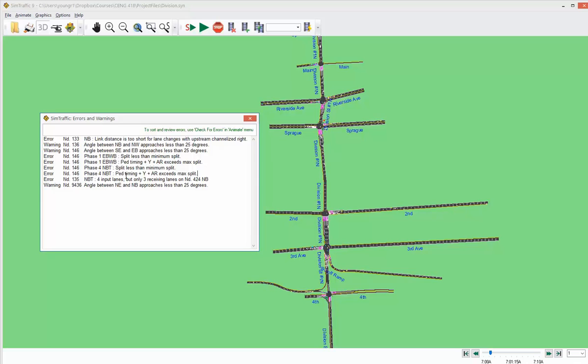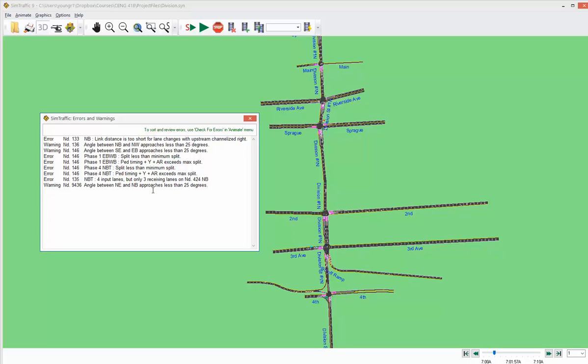And then some of these also have to do with some of the timing, dealing with some of the intervals, or what they call splits, which is interchangeable with the term interval, is less than the minimum. So it's got a really short interval in there that might not be considered appropriate. Also the ped timing exceeds the maximum split. So saying that when a pedestrian button is pushed, it's going to be longer than the maximum of that interval. And then there's some other geometry things.